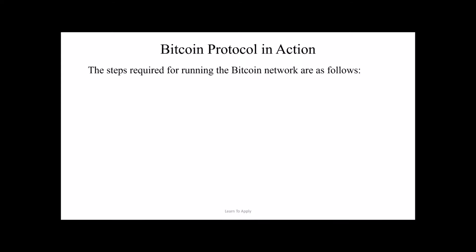So the first step is that new transactions are broadcasted to all nodes. When anyone has transactions, let us suppose I have a transaction, I will broadcast it. So I have T1. The same goes for other participants in the network. They have transactions and they will broadcast them.